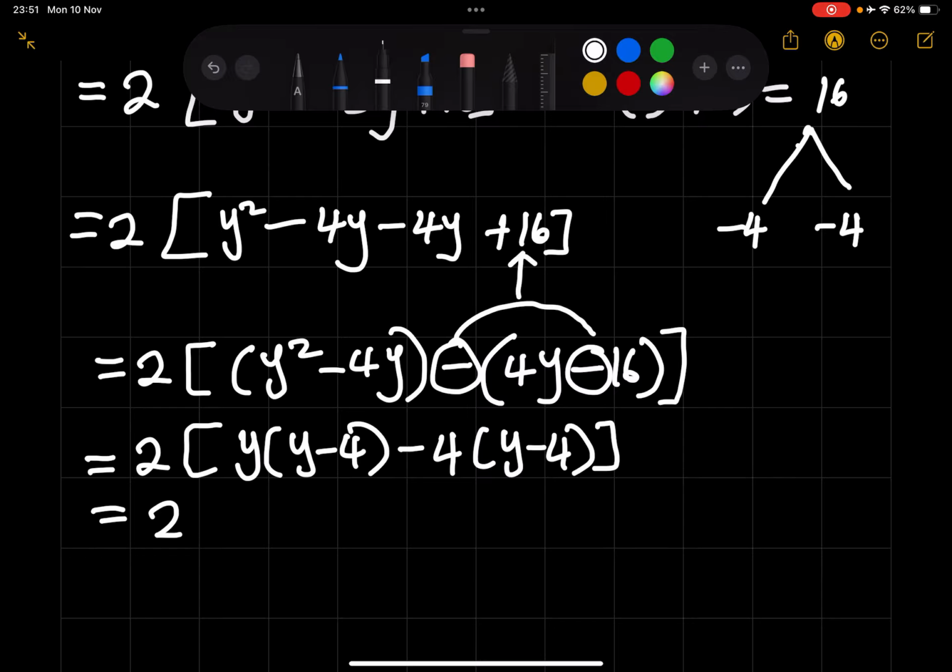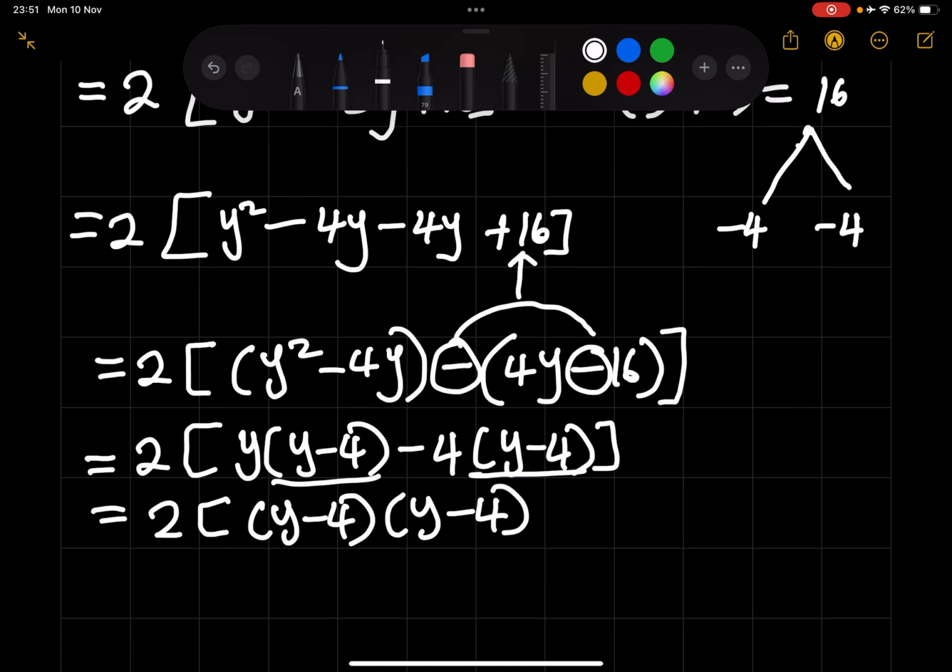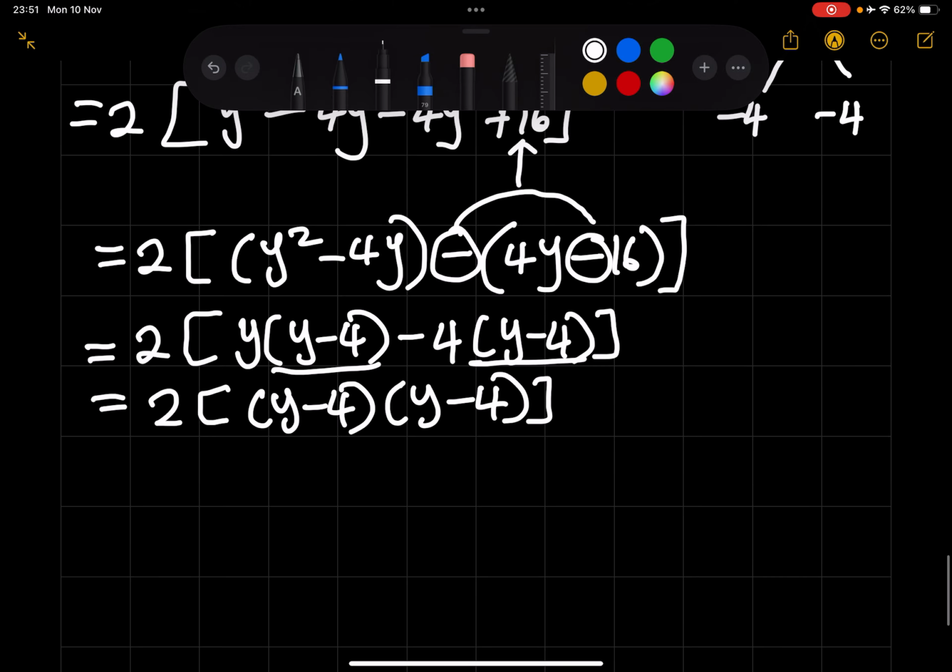And then we have 2 in bracket. If you check, y minus 4 and y minus 4 are common. So we take them out. Then we're going to have y minus 4 again remaining. Someone can write it as 2 times y minus 4, all squared. But even if you leave it there, it's still fully correct. Thank you.